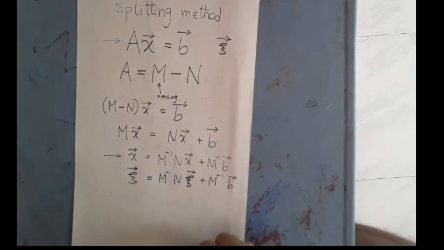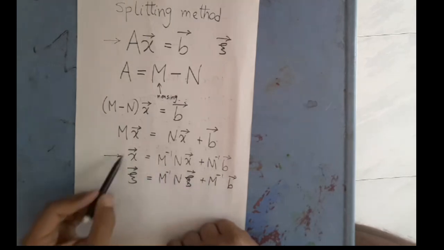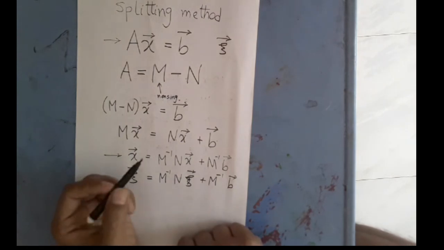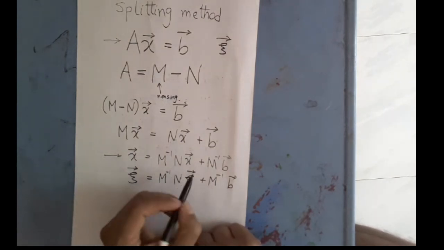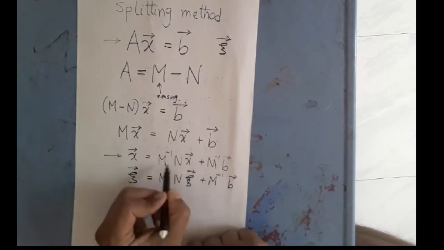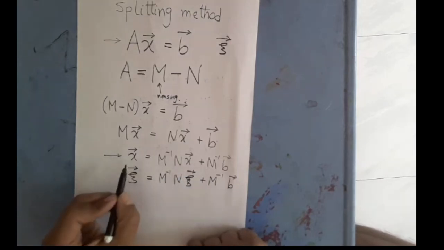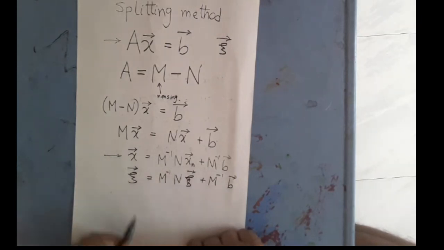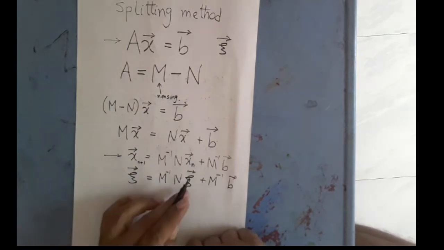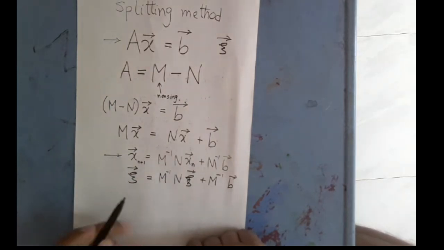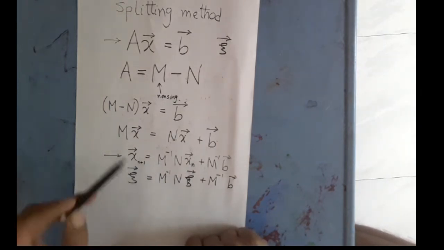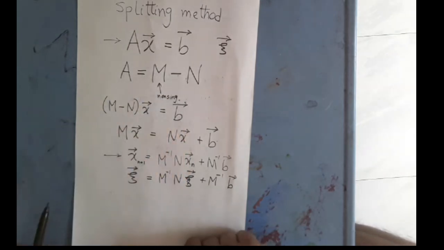Now the splitting method technique will do the following. It will use this to generate a fixed point iteration. It will start with some initial guess for x, suppose it is x0, then using this it will compute x1, use that x1 here, it will get x2. So in general it will use xn and create xn plus 1 starting from some initial x0 vector. Both the Gauss-Jacobi and the Gauss-Seidel methods are special cases of this for suitable choices of M and N.